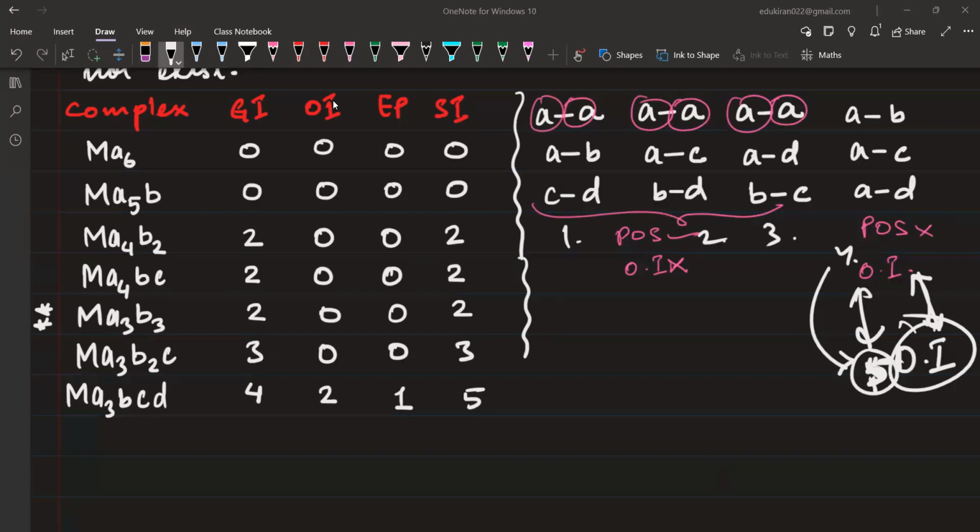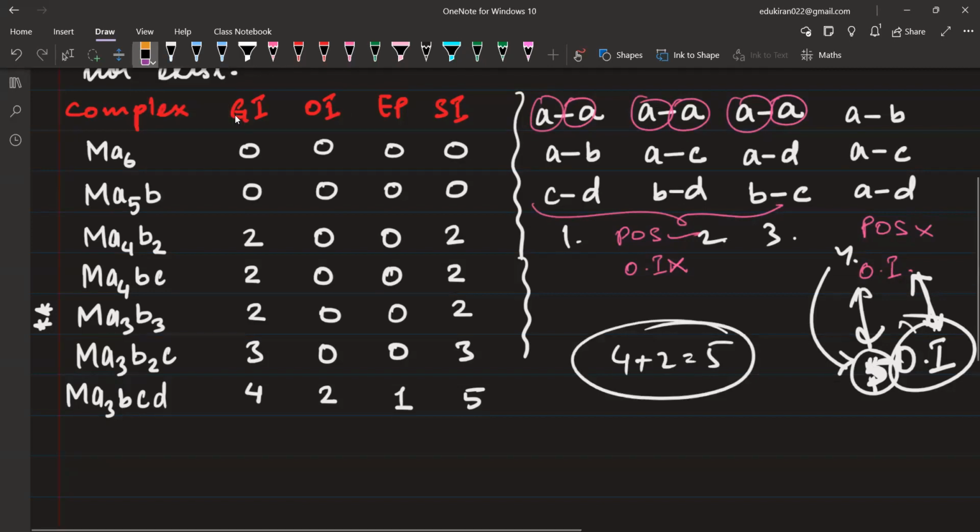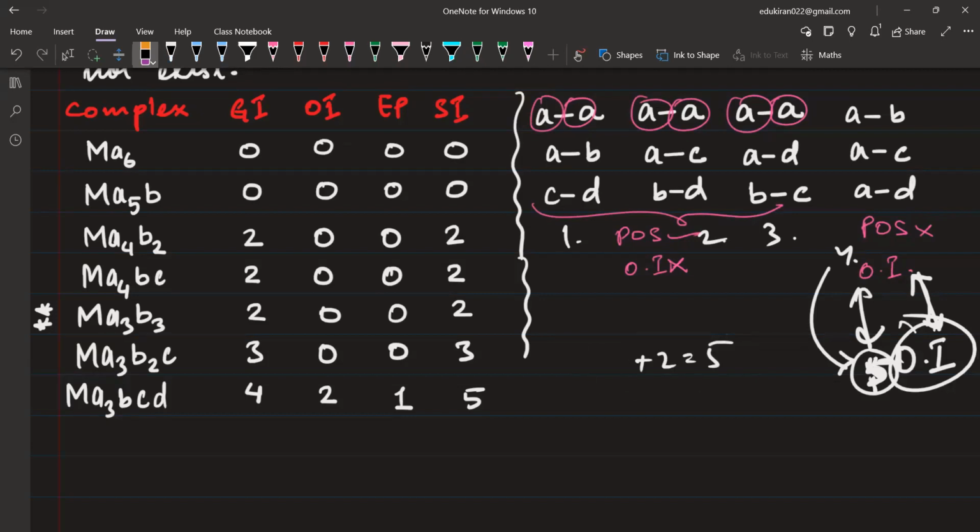ठीक है, so total stereoisomers, आपके पास पांच ही complex होंगे. Out of those, now this is weird math, because 4 plus 2 is equal to 5, है ना, in this case, ऐसा लग रहा है आप लोगों को. But it is because, when we are talking about the two optical isomers, one of the optical isomers will also be among the geometrical isomers, है ना, वो GI में हम लोगों ने count कर लिया है.